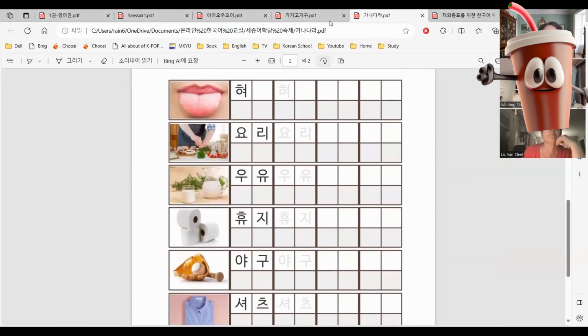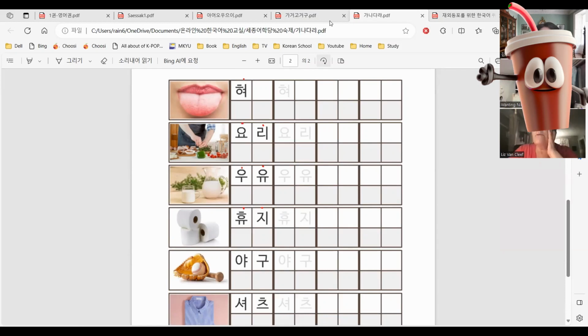Okay. Here. 혀. 혀 is tongue. 요리, 요리 is cooking. And 우유. Milk. And 휴지. Okay, yeah, toilet paper.